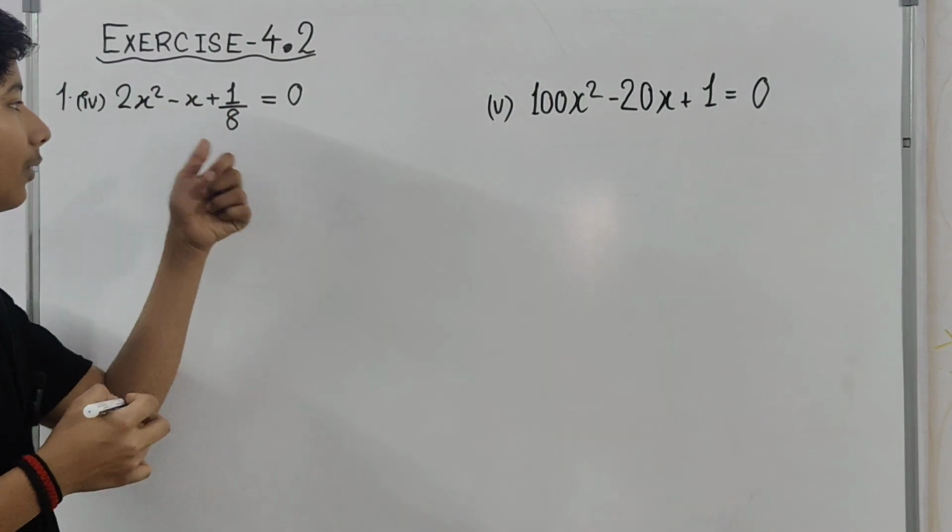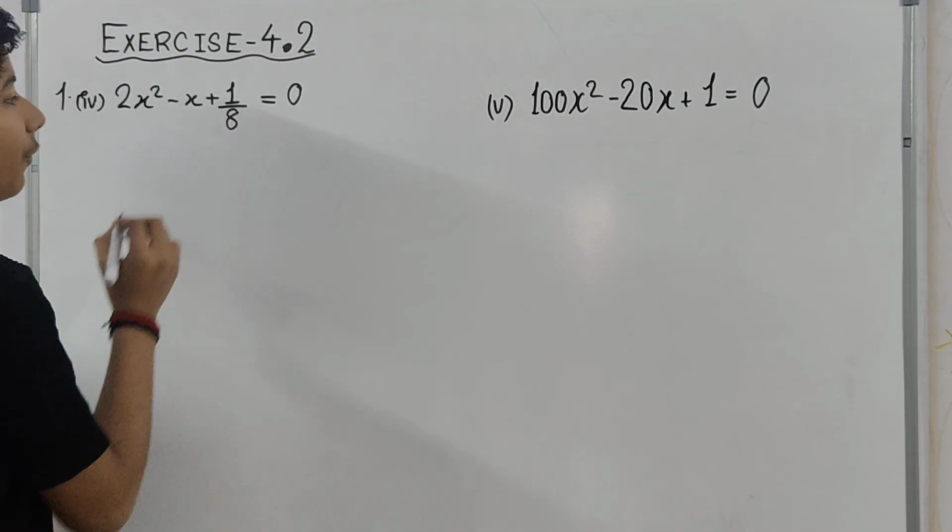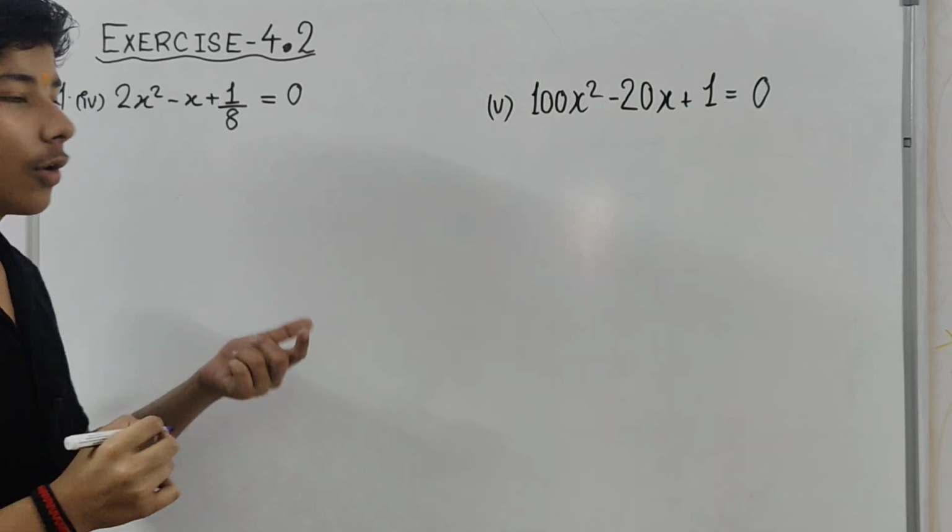2x square minus x plus 1 by 8 equals 0. This question is a little bit different because it has a fractional number. See, I'll tell you how to solve it.